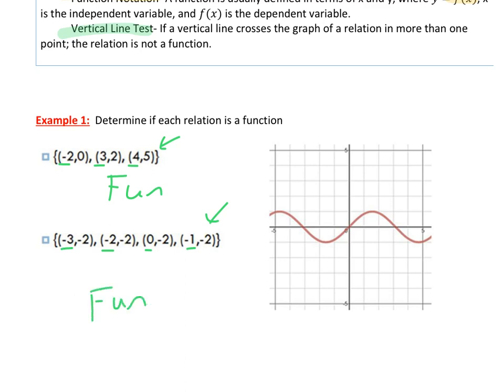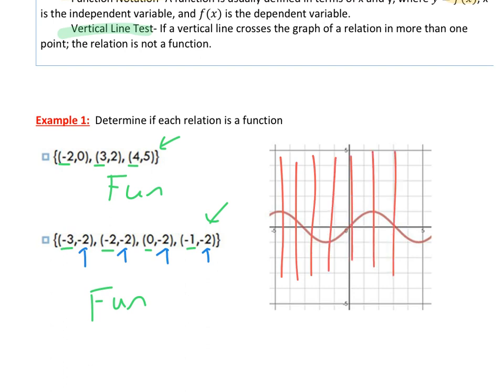A lot of people will make the mistake and look at the y values. Notice that the y values are repeating, but it doesn't matter because each x only has one y counterpart. The y's, they can have as many x's with them as they want. And lastly, for this graph, do the vertical line test. Notice no matter what vertical line I draw, it touches the graph only one time. Therefore, it's a function.